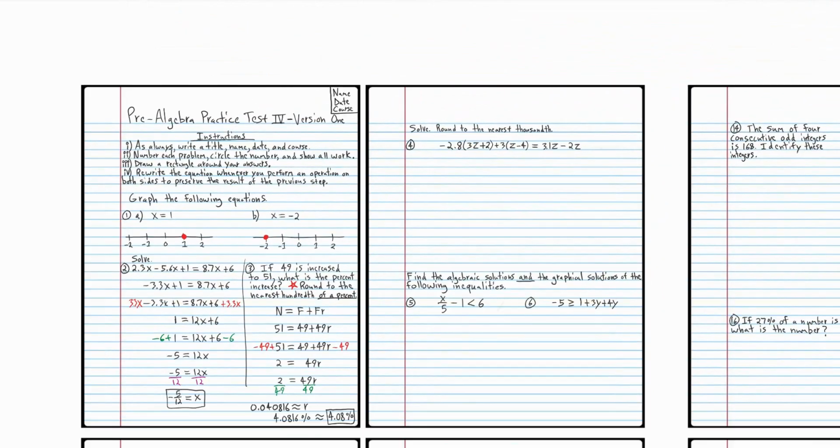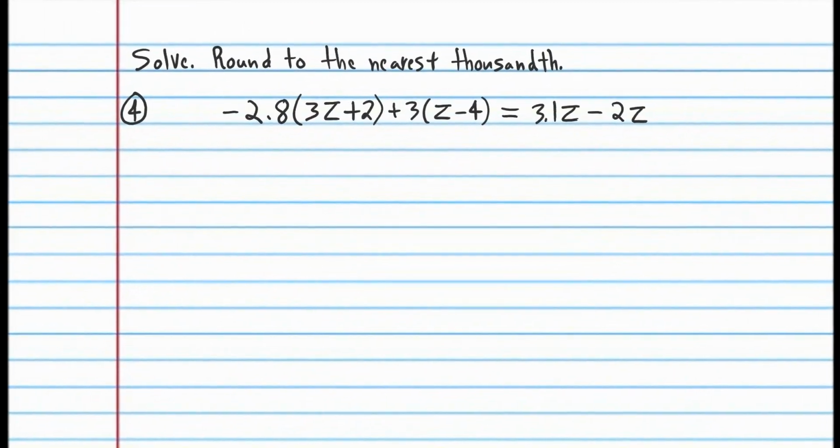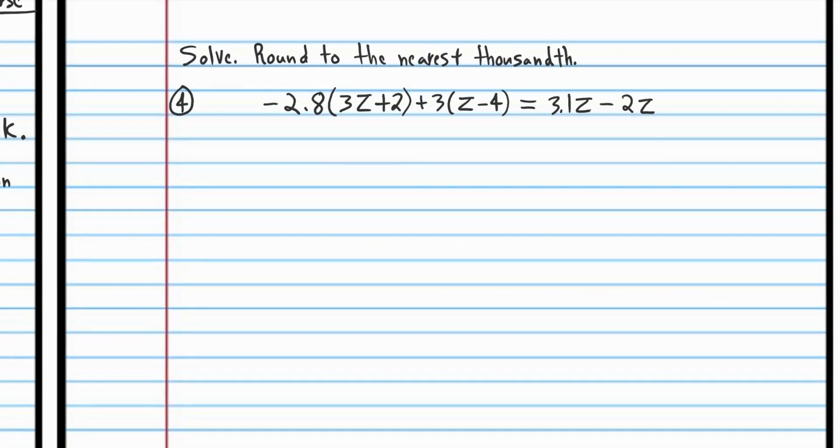All right, so on to the next problem. Number 4, we have a very large equation. There are 2 things to consider. First of all, we have decimals, which means that we can use our calculator, and we also have parentheses, which means that we don't have to show every single step. We just have to show the result after performing the step. So let me get my calculator out.